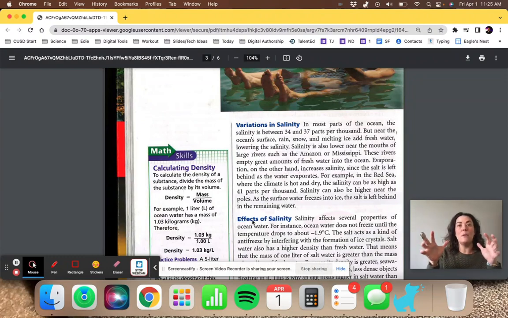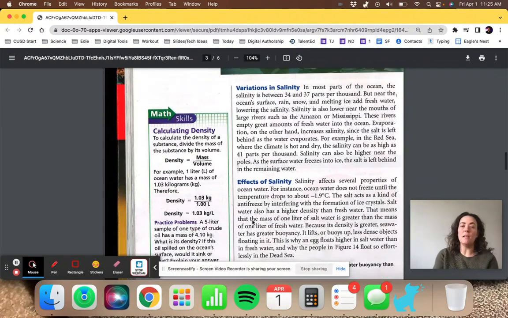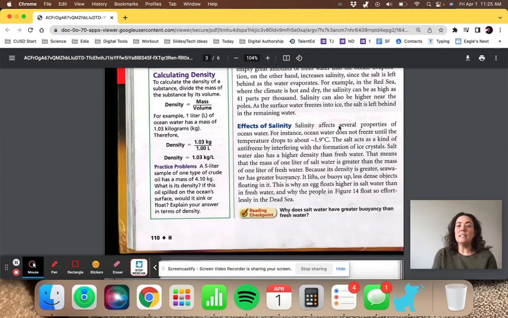So when the water freezes at the poles, creating icebergs and glaciers, the salt doesn't freeze as part of it. And we've talked about before why we use salt on the road; when we did our hail lab, we talked about how salt lowers the freezing point. And so the salt doesn't freeze, but the fresh water itself will. Effects of salinity. It says salinity affects several properties of ocean water. For instance, ocean water doesn't freeze until the temperature drops to about negative 1.9 degrees Celsius, because we talked about how salt lowers the freezing point. So it has to actually get colder than zero for the ocean water at the poles to freeze.